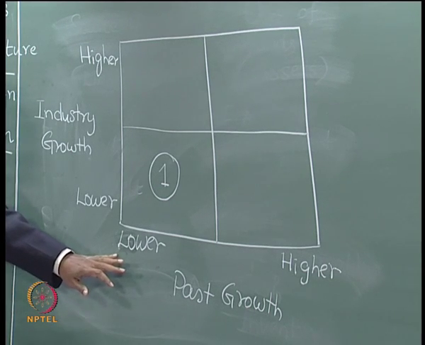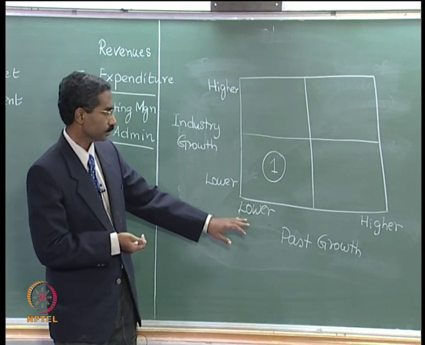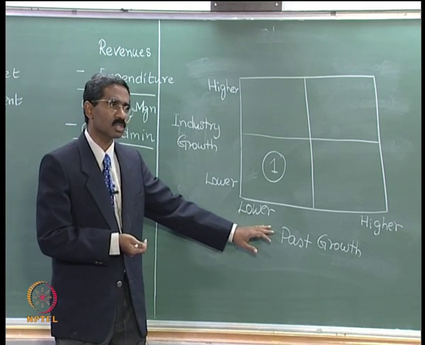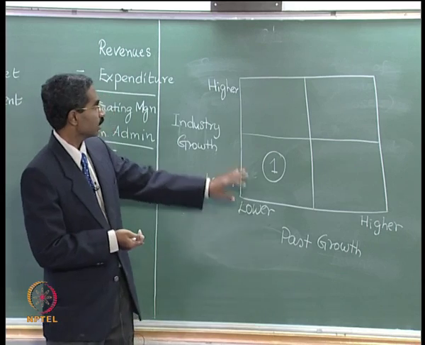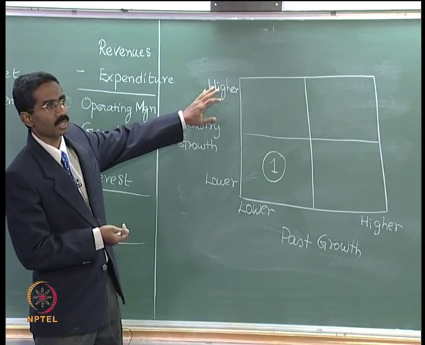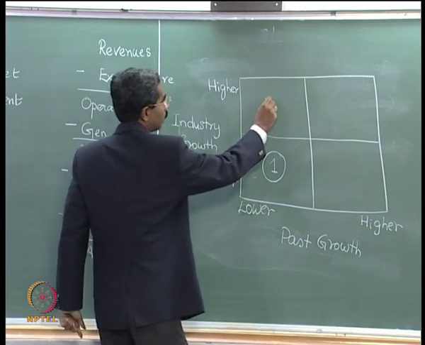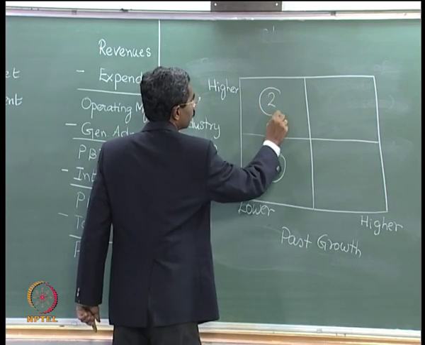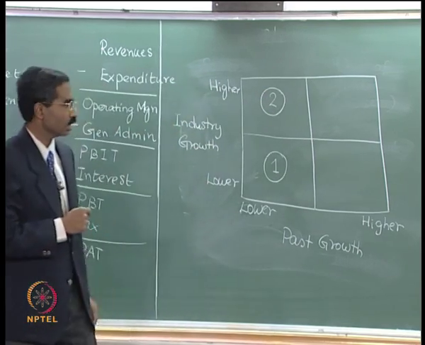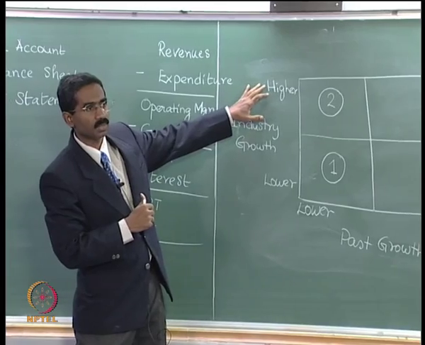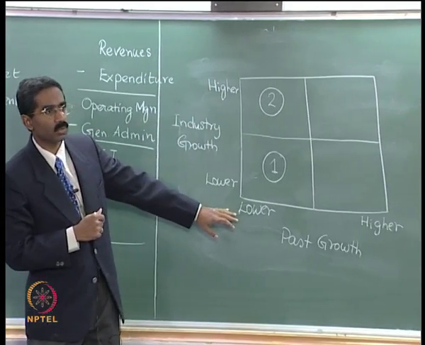Now, let us look at a situation where the current growth rate is lower, but it is higher than the industry growth rate. Okay, so, that means we are talking about the company being present in this quadrant. So what does it mean? The company's performance is lower than the past.